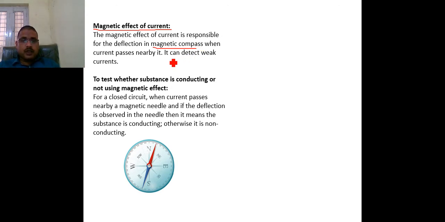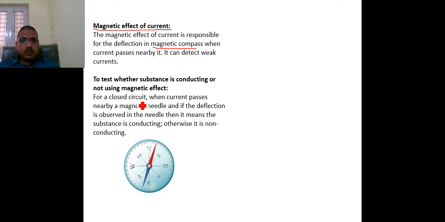If a smaller number of charges, a smaller number of electrons, are passing along the given path, then the current is weak, and because of the weak current, less deflection will show on the compass. But if a high-speed current passes, that means the motion of the electrons is more and more, and at that time the deflection in the magnetic field is very high.